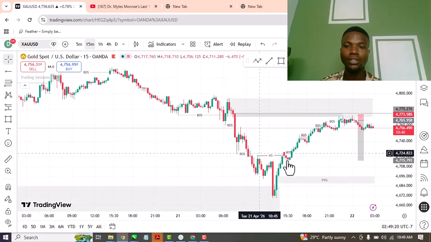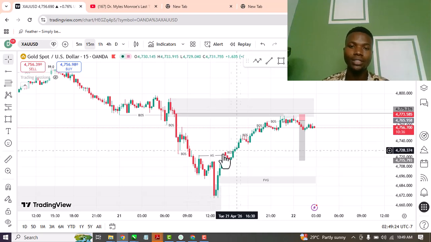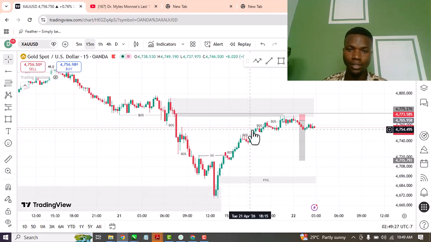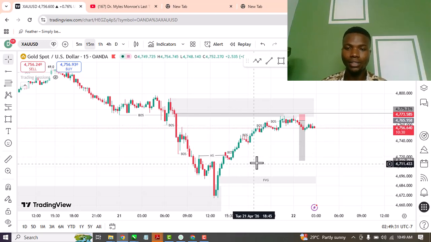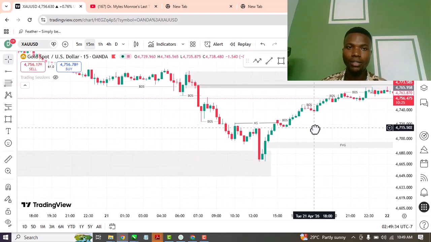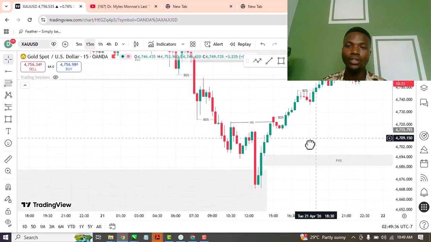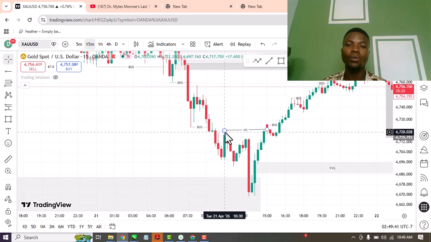I look at the 15-minute time frame. So this morning when I woke up, I saw that price was reversing. Since price is reversing, let me just start from here. This is 15 minutes. I see that price broke the last lower highs. So this is a lower high.